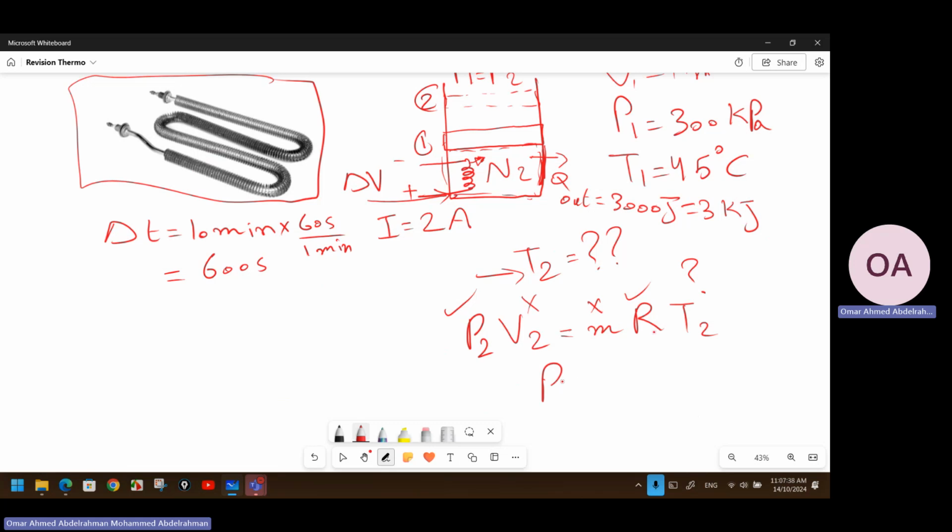Even if I tried the one in specific, per mass, if I divided this equation by mass, I will get small v equal to R T2, and still I don't have v2. So I cannot use the ideal gas equation in order to find T2 directly.